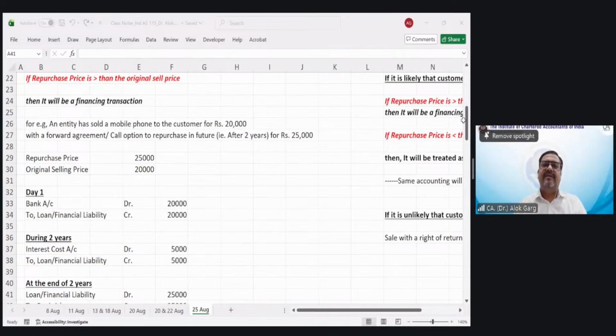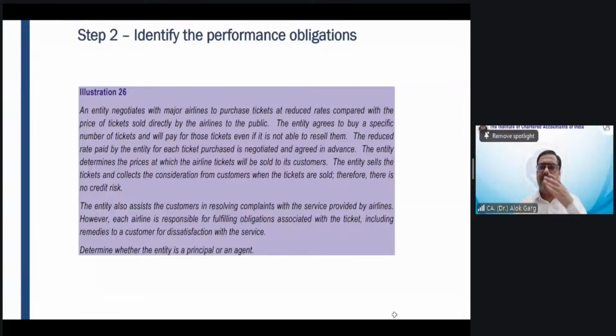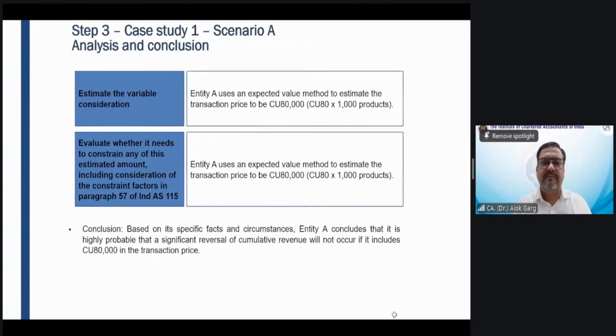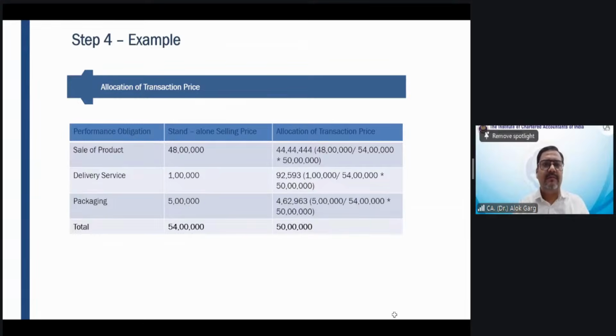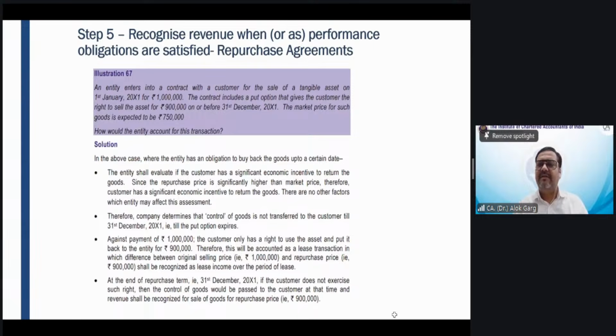Yes? Okay. So now, let me quickly discuss a question from the ICAI study material. I hope this question is visible to all of you. Are you able to see this question? Question number 67.